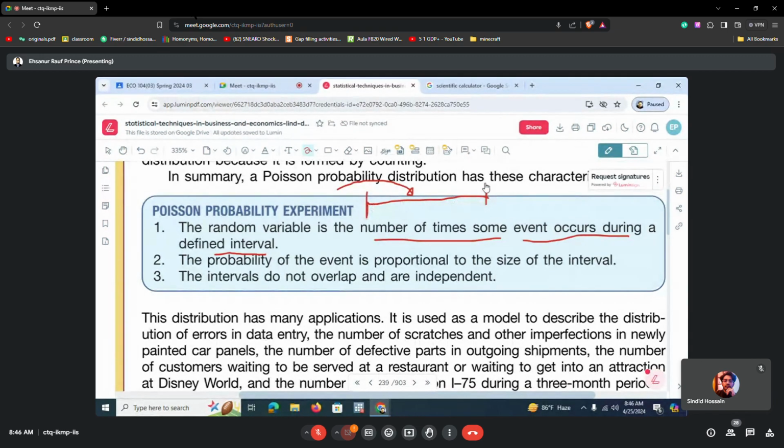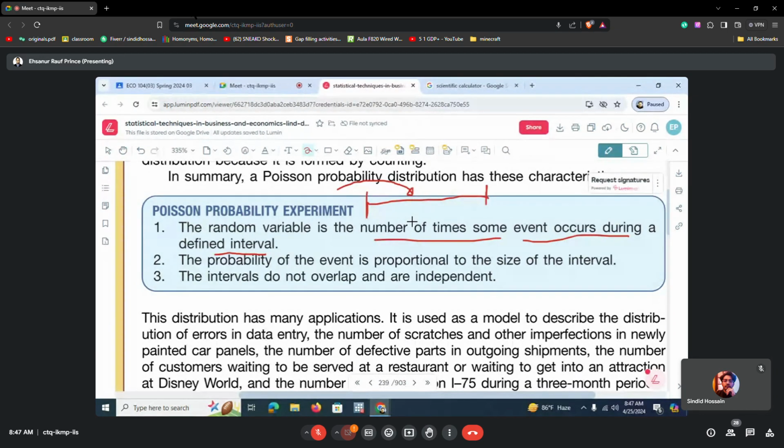If a time period is mentioned, and you observe how many times an event is occurring within that time period, then this situation or problem is related to a Poisson probability experiment. For example, let's say you are observing in 1 hour how many patients are coming to a hospital, right?